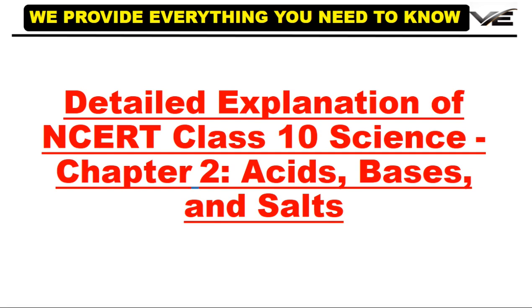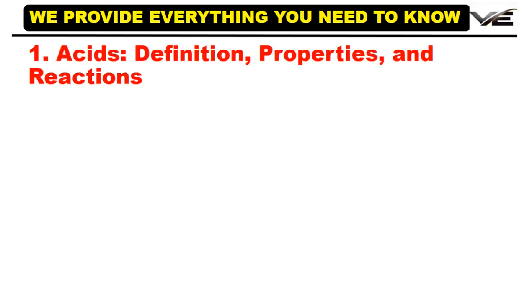Acid, base and salt. This chapter explains the nature, properties and reactions of acid, base and salt. It also introduces the pH scale, which helps in measuring the strength of acids and bases. Acid definition, properties and reactions.